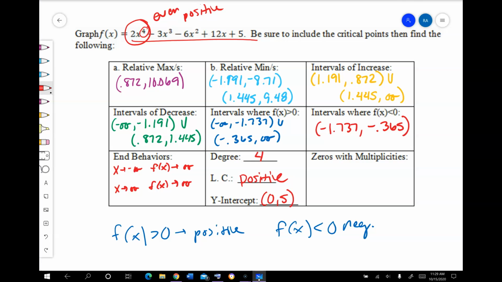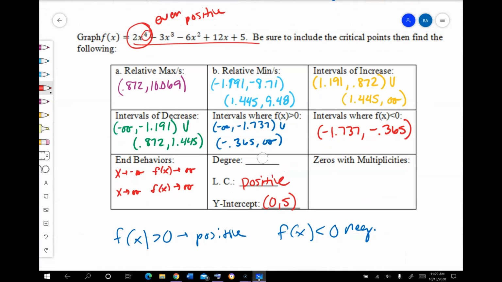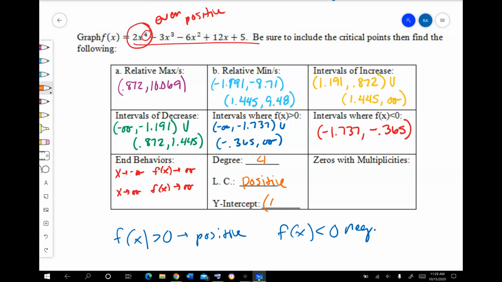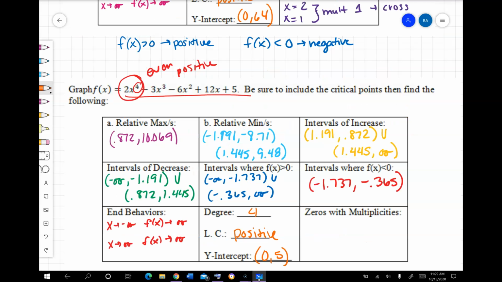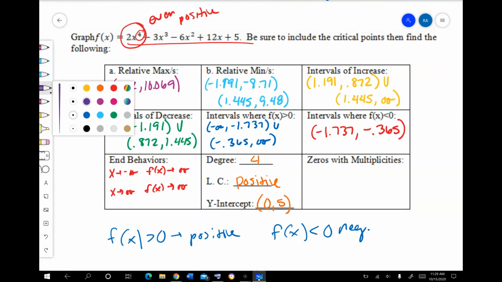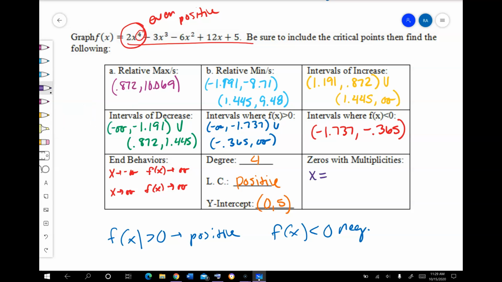All right, so we go back here. Uh-oh, I lost my colors. You know it's going to irk me when I screenshot this, so let's go back. This is going to be 4, positive, 0.5. And the last color is that purple. All right, so here my zeros were x equals negative 1.737 with a multiplicity of 1. And then x equals negative 0.365 with a multiplicity of 1 because they both cross.